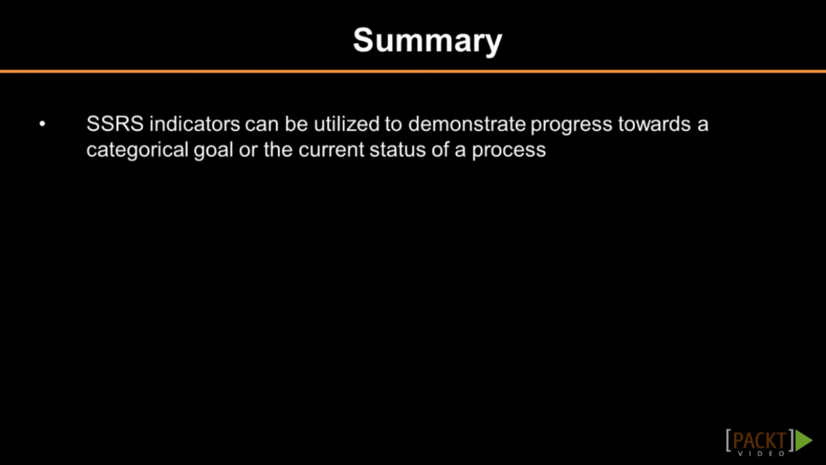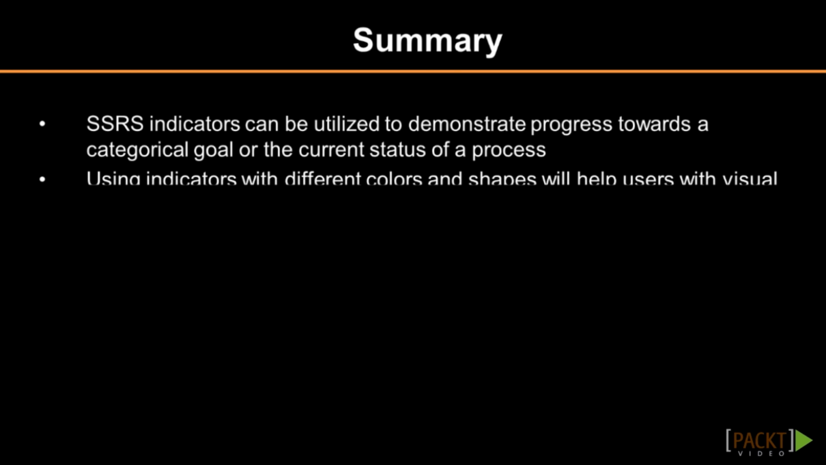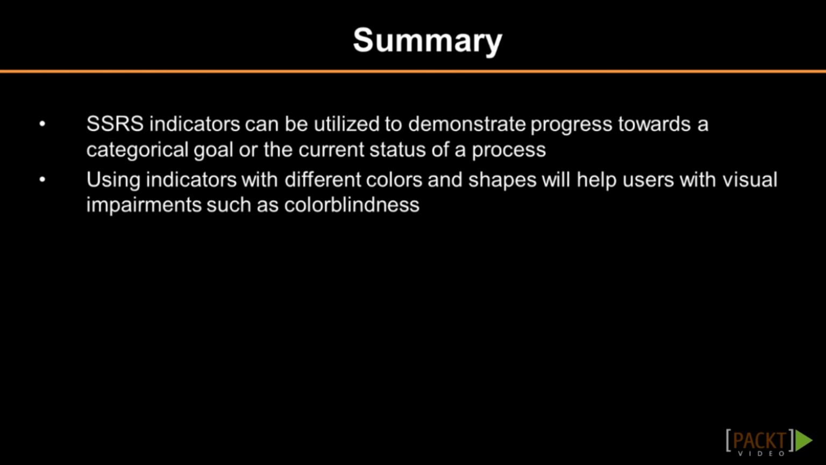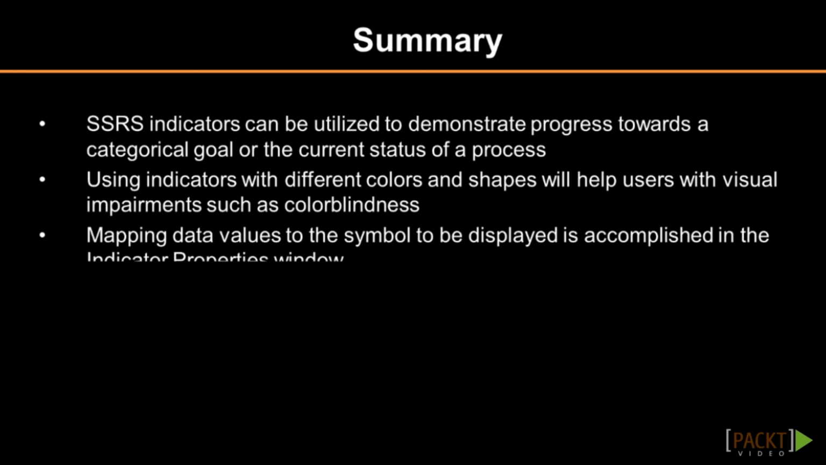In summary, SSRS indicators are an excellent way to show progress towards a categorical goal or the current status of a process. Using indicators with different colors and shapes will help those who are color vision deficient. The Indicator Properties window maps the data values to the symbol to be displayed.